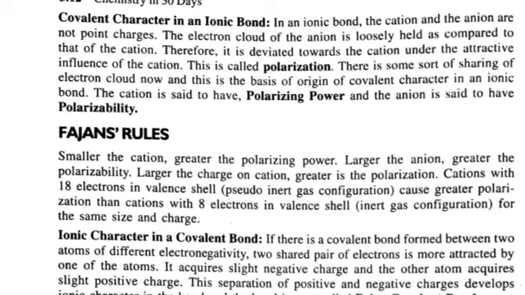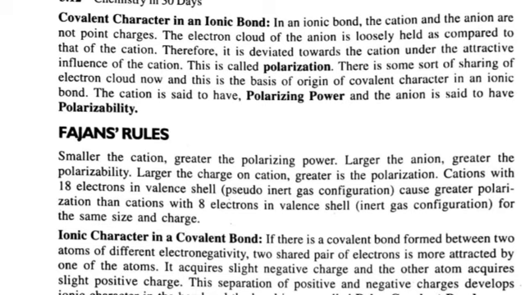Covalent character in an ionic bond: no compound has 100% ionic character or 100% covalent character. In an ionic bond, the cations and anions are not point charges. The electron cloud of the anion is loosely held as compared to that of the cation. Therefore, it is drawn towards the cation under the attractive influence of the cation, and this is called polarization.